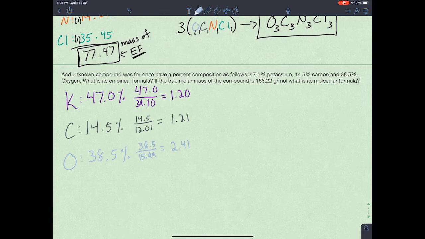Okay, so now I have three numbers. A lot of people make the mistake of thinking this is where you stop, that those are going to be the subscripts in your formula. That is not the case. We just figured out the moles of each of these elements within the compound. Now we need to figure out the ratio to each other. Okay, so we're not just figuring out any ratio, we're figuring out the lowest whole number ratio. That's what an empirical formula is.